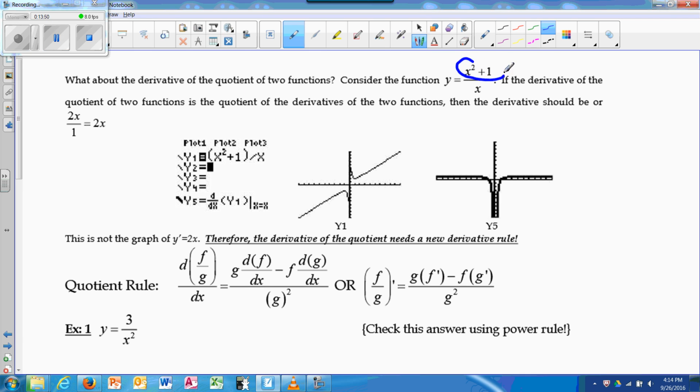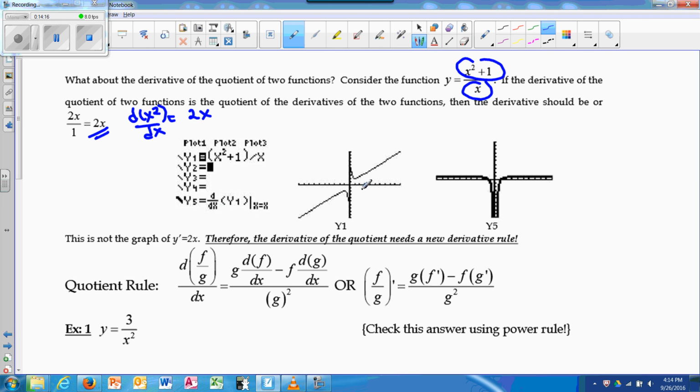Okay, so now we're going to talk about the quotient of two functions. Similar to the product rule, if we start by assuming we could just take the derivative of each part separately, for example, and get 2x over 1, 2x we know is the derivative of x squared. So it can't possibly be the derivative of this rational function.